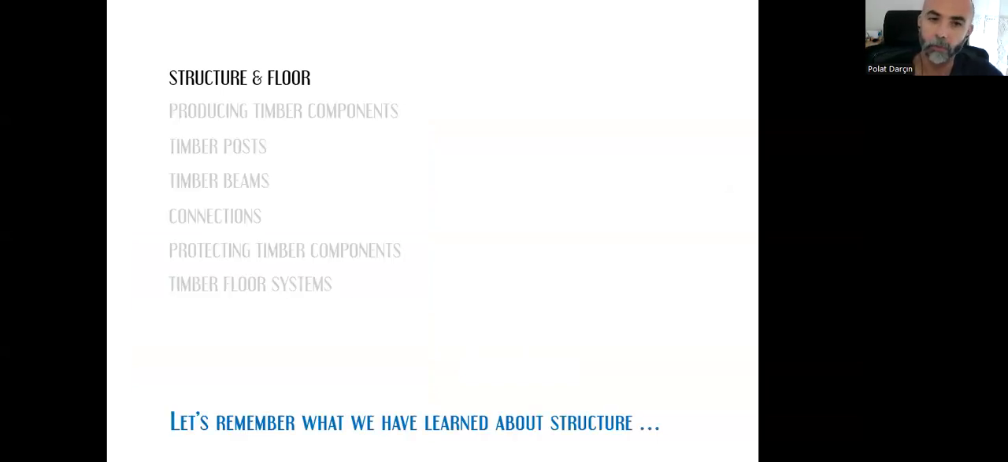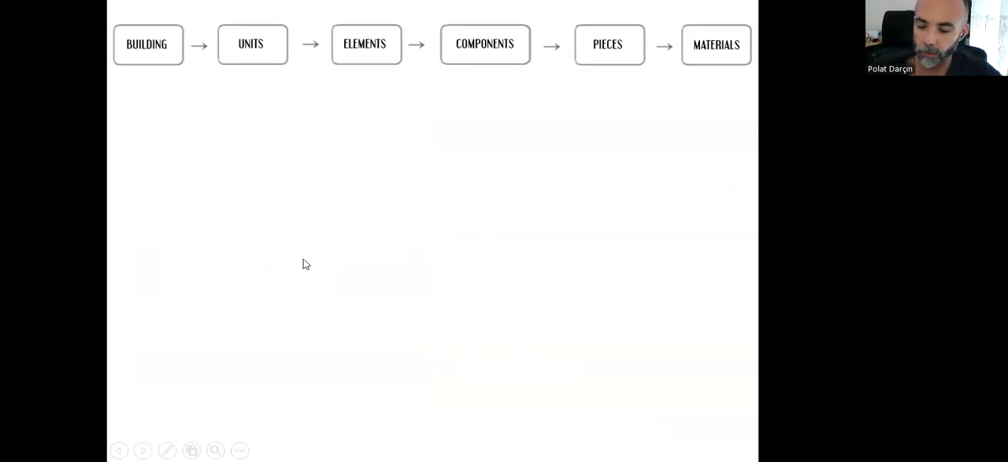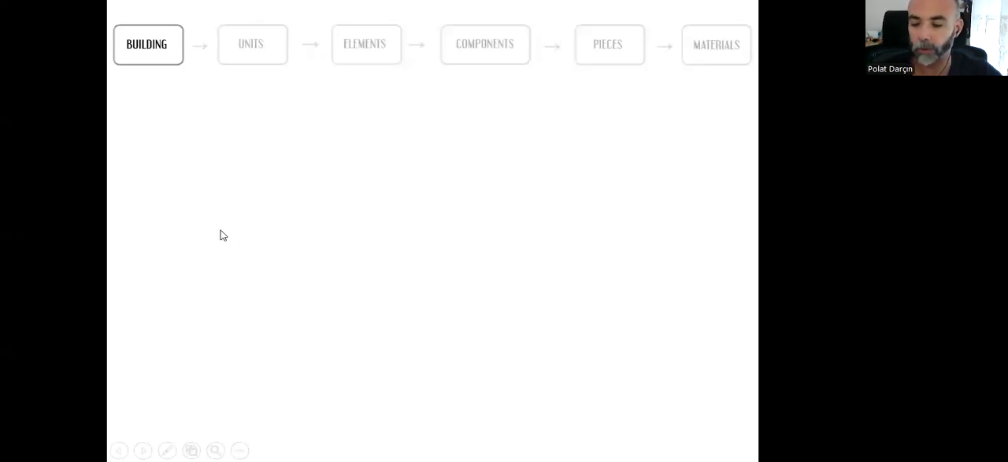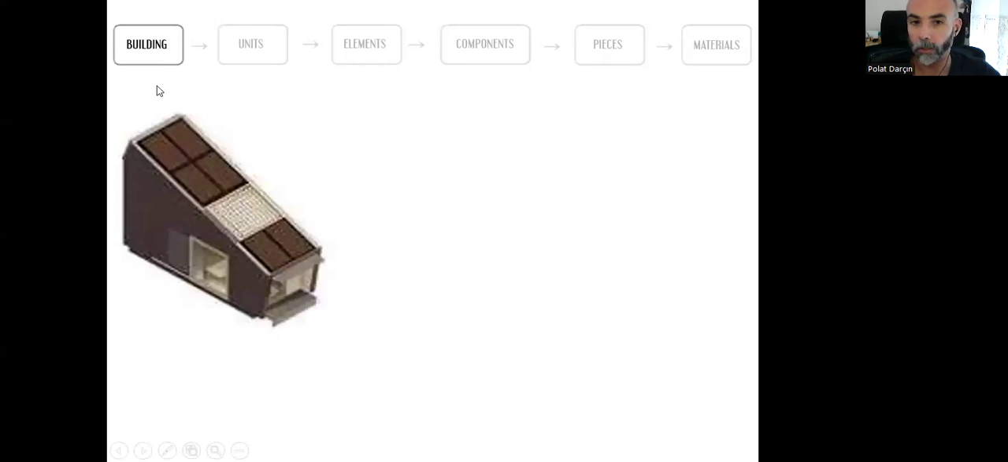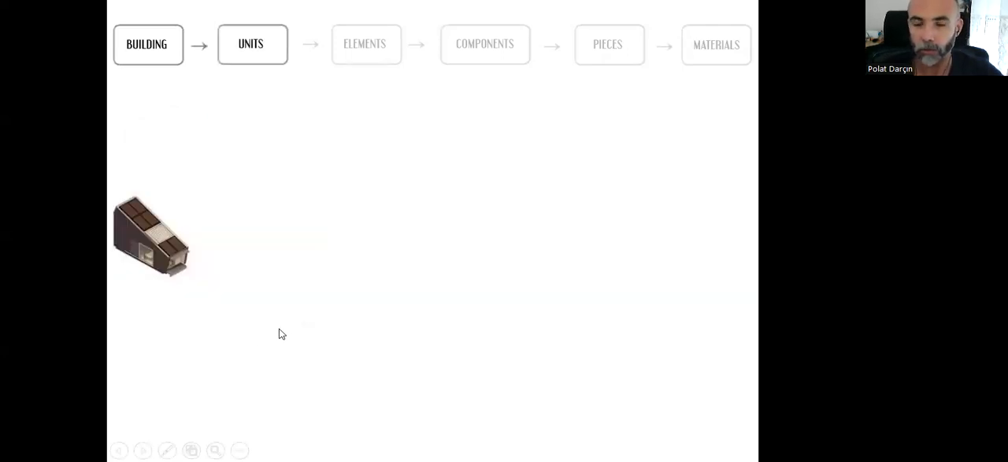So let's remember what we have learned previously. This is the classification of building products. However, we can use that in order to organize our design decisions in the same way. It will be very useful and helpful for us. First, we start designing the building, the whole structure, the geometrical form, the visual aspects, colors, transparency, its position, location, and its relationship with the near surrounding. And based on our decisions in this level, we move on to the units.